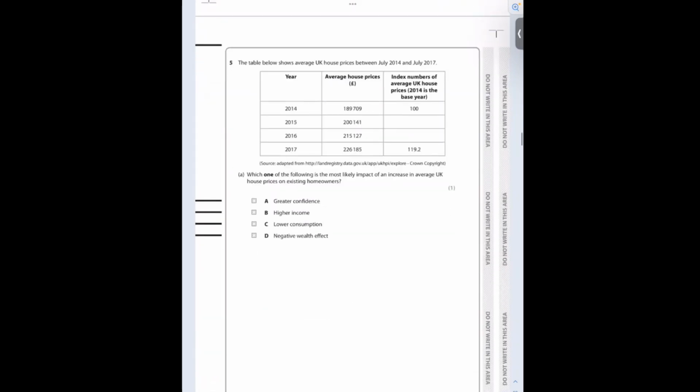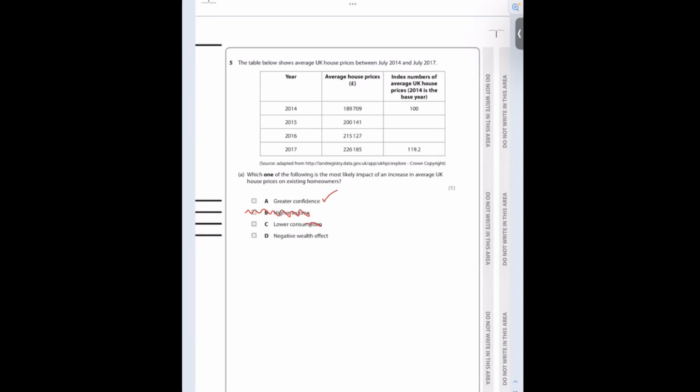Right, question 5, the last question. The table below shows the average UK house price between July 2014 and July 2017. Which one of the following is the most likely impact of an increase in average UK house prices on existing homeowners? Okay, so increasing house prices definitely is going to create greater confidence. Higher income, no, because houses are assets and not income. If you rent out your house, then maybe you'll get a greater income, but generally no.